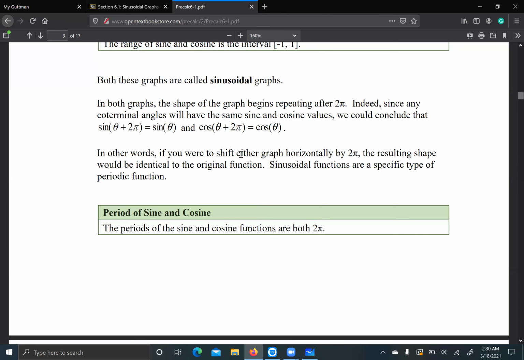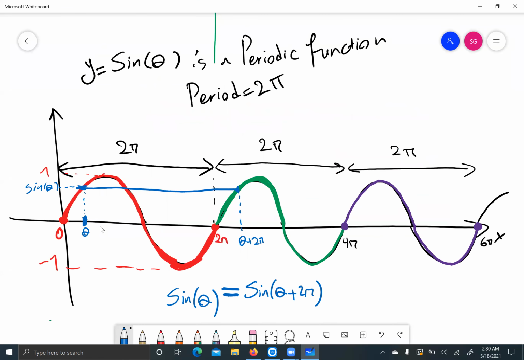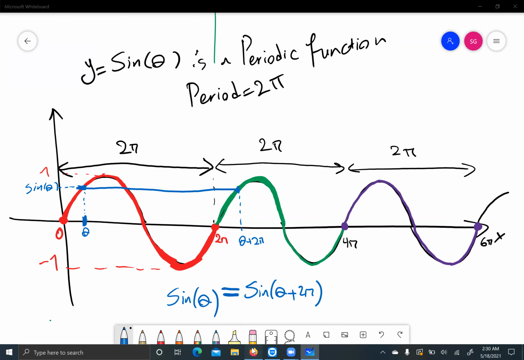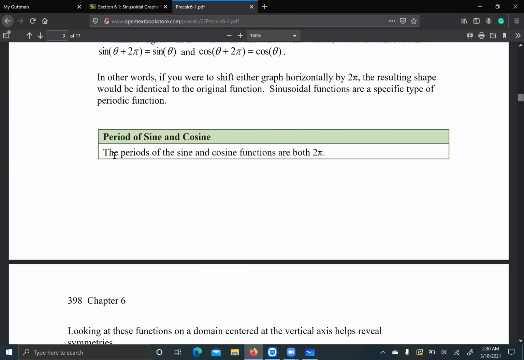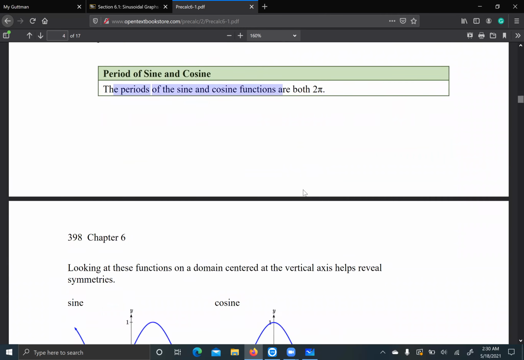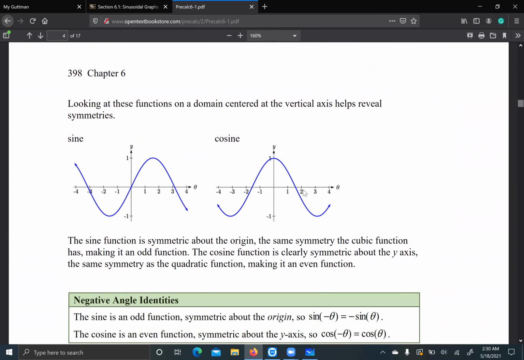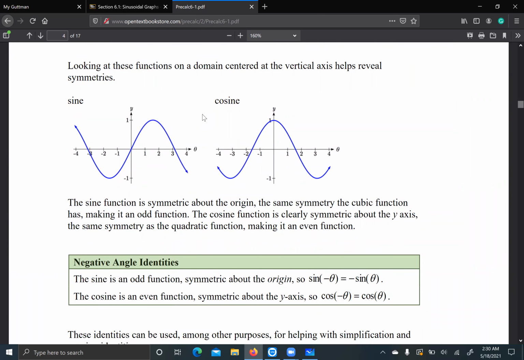So in other words, if you were to shift either graph horizontally by 2 pi, the resulting shape would be identical to the original function, exactly like what I drew here. I started with the red one, and then it's a horizontal shift and just keeps repeating the same graph. So the periods of sine and cosine, both of them are 2 pi. And here you have the graph of sine and cosine side by side.